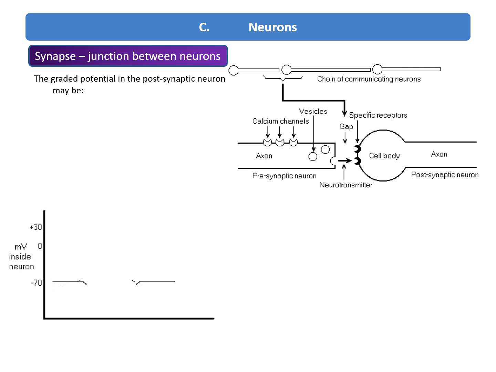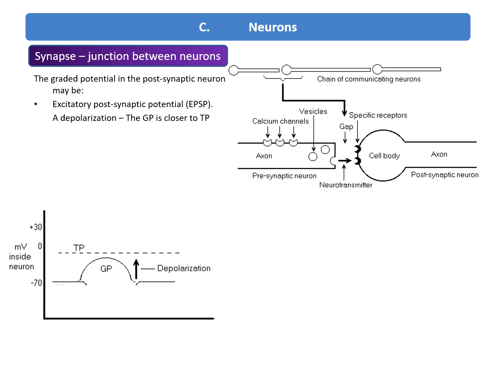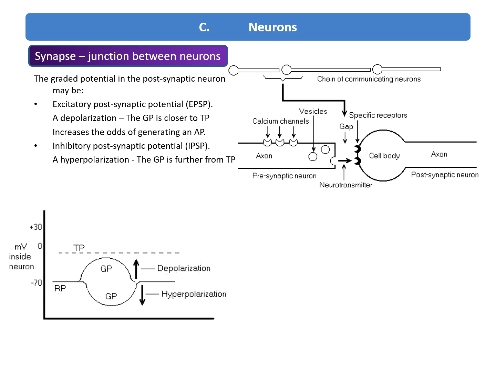The graded potential in the postsynaptic neuron may be an excitatory postsynaptic potential, EPSP. A depolarization occurs. Graded potential moves closer to threshold. It increases the odds of generating an action potential. It may be an inhibitory postsynaptic potential, IPSP. Hyperpolarization occurs. The graded potential moves further from the threshold potential. It decreases the odds of generating an action potential.